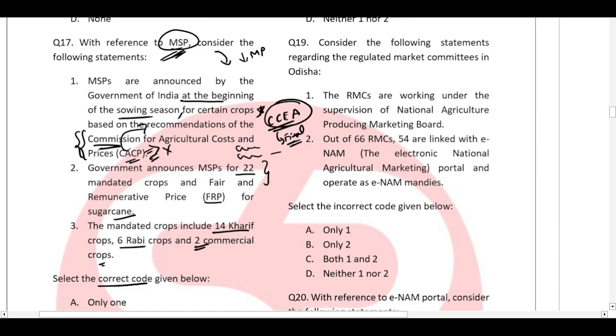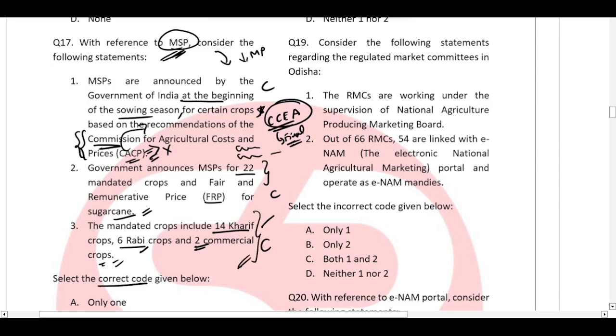So there are indeed 22 crops which are covered under MSP, and sugarcane is covered for the FRP. So this is also correct. The first statement is also correct. The crops include 14 Kharif crops, 6 Rabi crops, and 2 commercial crops. So this is also correct.